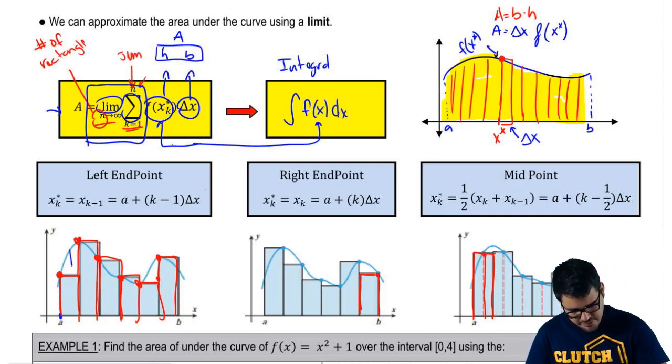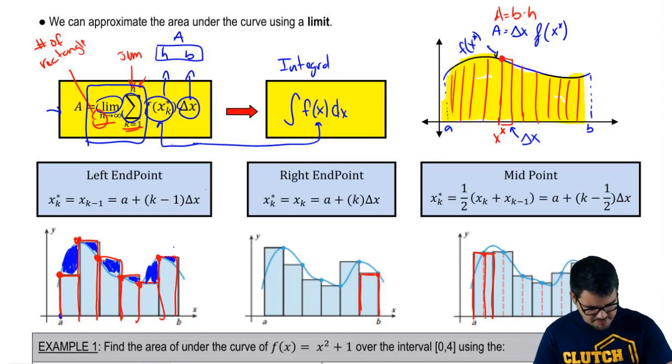I'm going to do it in blue. I have all this dark blue area which isn't getting covered, right? So this right here is not getting covered. This right here is getting over covered, right? This right here is also getting over covered. So is this. So is this. And so is this, right?